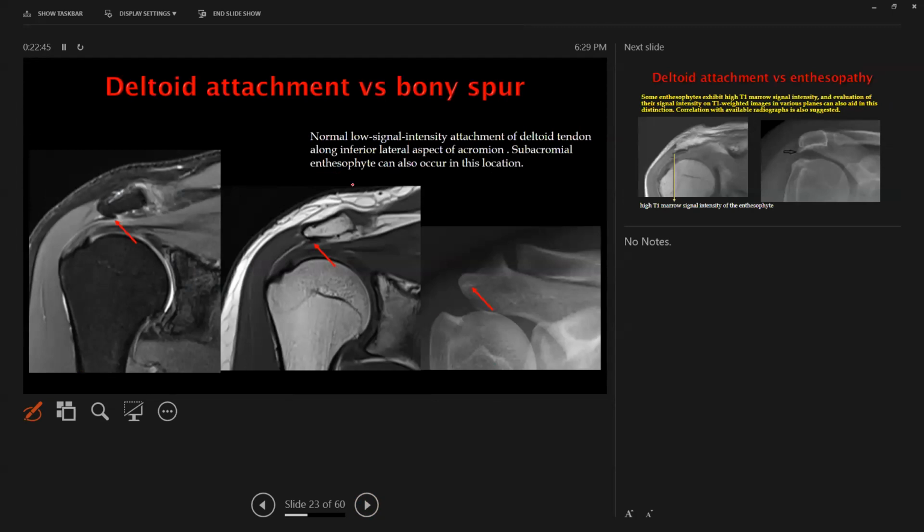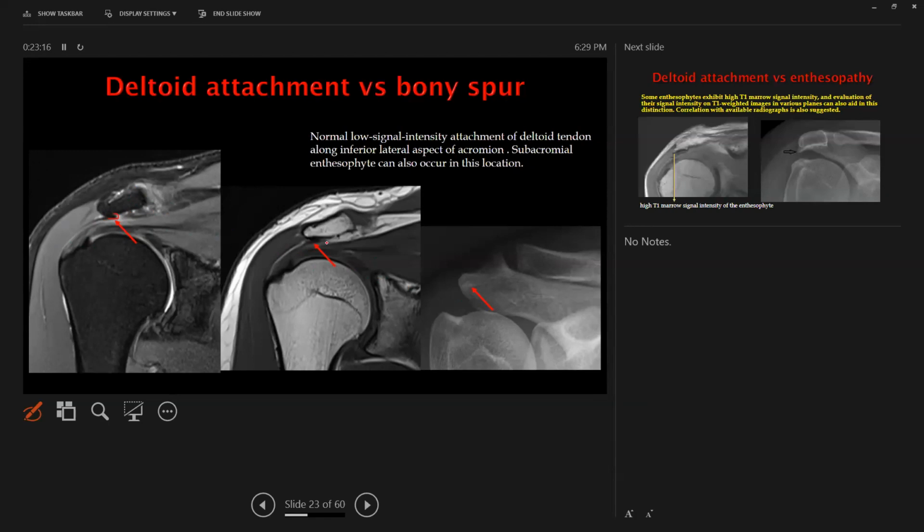Okay, another pitfall is when we are reporting a shoulder MRI, we always look for any undersurface bony spurs of the AC joint or the acromion. Here it looks like a bony spur, which can cause impingement. However, this dark signal here is actually the deltoid attachment.